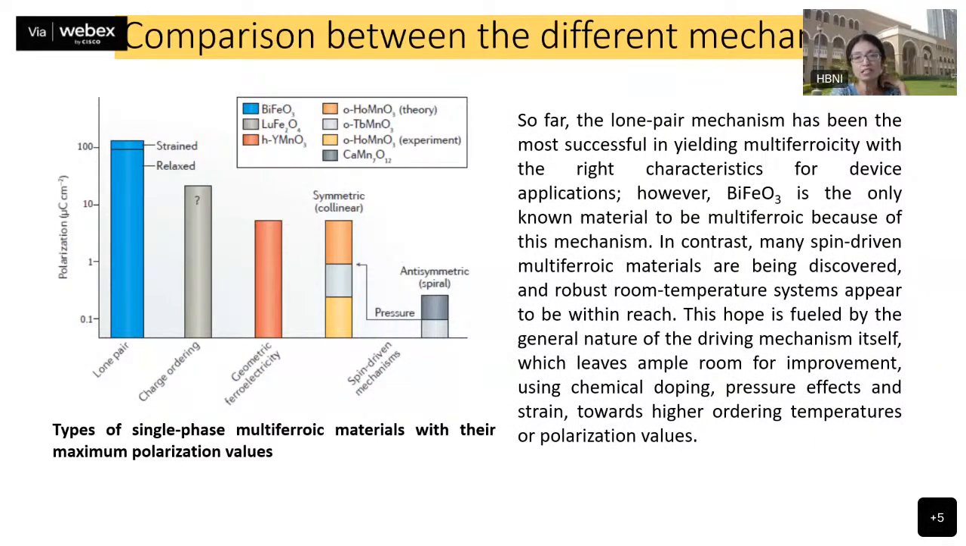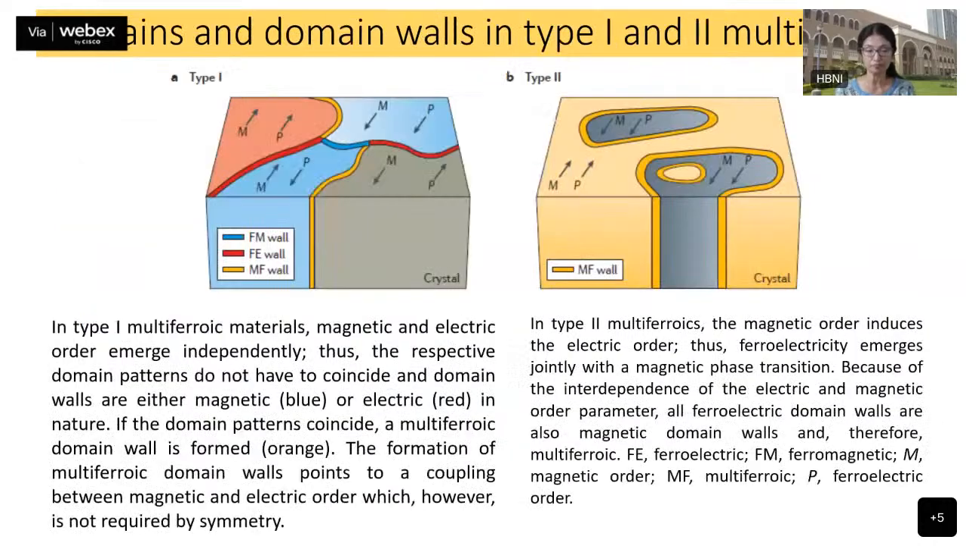So far, the lone pair mechanism has been the most successful in enabling multiferroicity with the right characteristics for device applications. But the biggest problem is that only BiFeO3 is the known material to be multiferroic because of this particular mechanism. However, many spin-driven multiferroic materials are being discovered, and it looks like many of them can actually be applied at room temperature. Since it can be driven at room temperature, only then can you think of device applications. So we have to look for multiferroics which show multiferroism at room temperature.